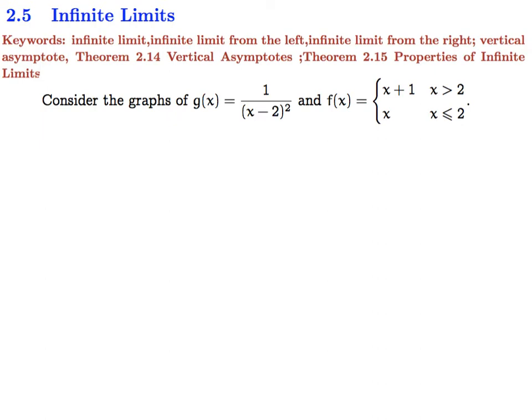So the big topic today is going to be infinite limits, and we're going to start by looking at two graphs. Graph g of x, which is given by 1 over (x minus 2) squared, and f of x, a nice piecewise function, which is x plus 1 if x is greater than 2, and just going to be x if x is less than or equal to 2. So let's look at their graphs.